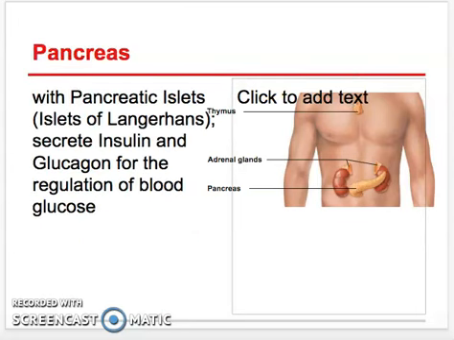Next, we have the pancreas, which is both an endocrine and an exocrine gland. Within the pancreas are regions called the pancreatic islets. Those secrete insulin and glucagon, two hormones that are involved with regulating blood glucose levels.